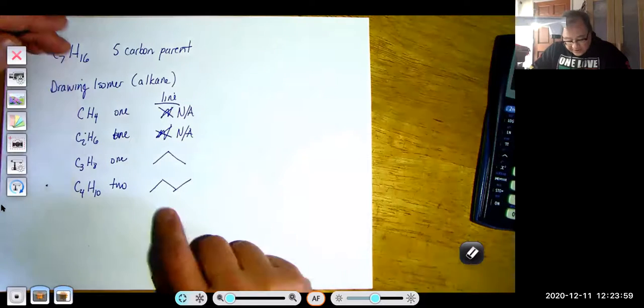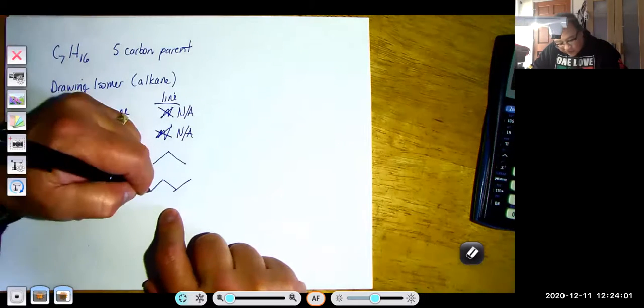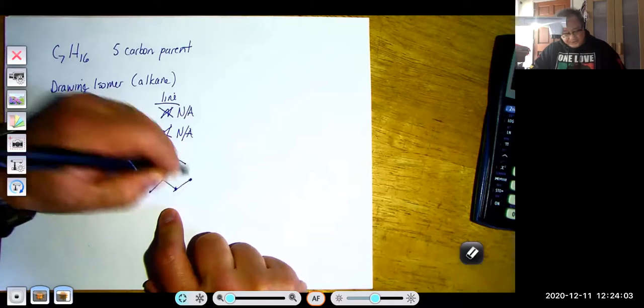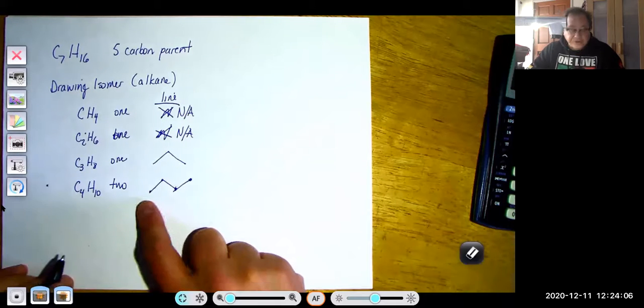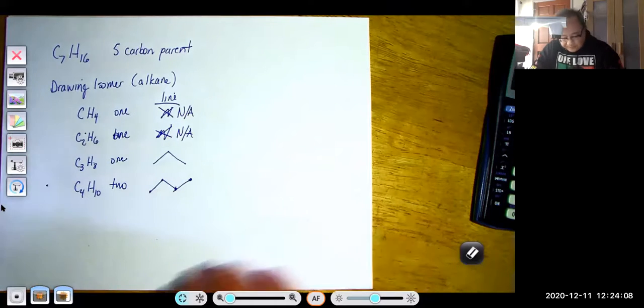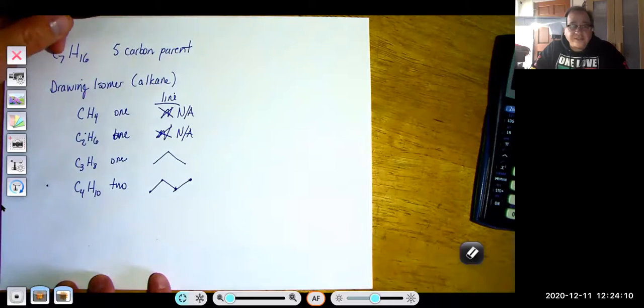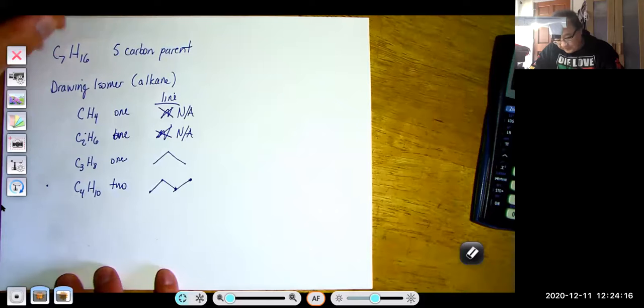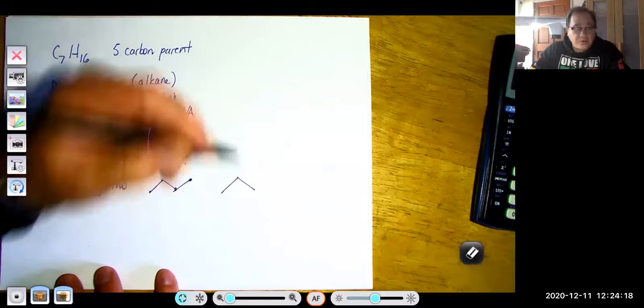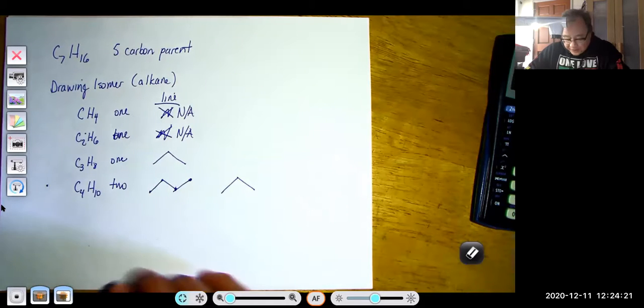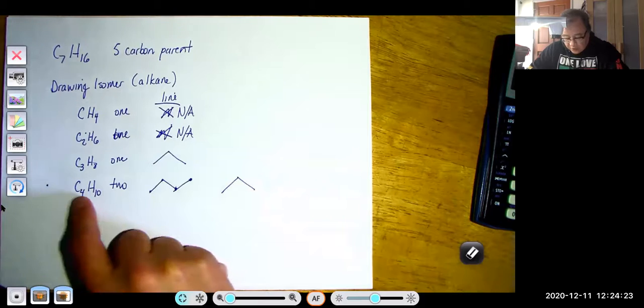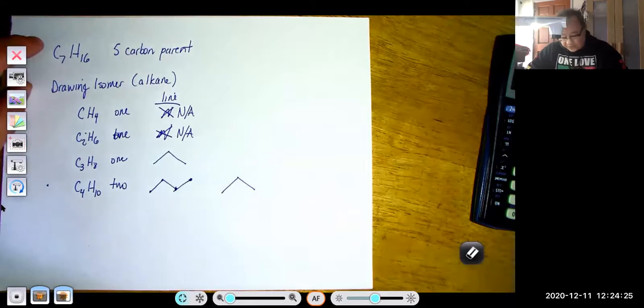Once you draw this isomer, and this has 1, 2, 3, 4 carbons, and if we put the hydrogens in, you'll find out we'll get 10. Once you draw the longest isomer, what you do is you make the parent 1 carbon shorter. So this is 1 carbon shorter, but this only has 3 carbons and we need 4. So we have to add a 4th carbon to it.